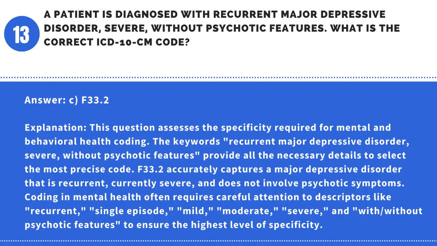F33.2. This question assesses the specificity required for mental and behavioral health coding. The keywords recurrent major depressive disorder, severe, without psychotic features provide all the necessary details to select the most precise code. F33.2 accurately captures a major depressive disorder that is recurrent, currently severe, and does not involve psychotic symptoms. Coding in mental health often requires careful attention to descriptors like recurrent, single episode, mild, moderate, severe, and with/without psychotic features to ensure the highest level of specificity.